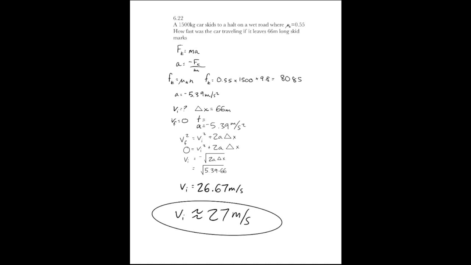Then we use the kinematic formula given here to solve for the initial velocity. The final velocity was 0, the initial velocity is to be determined, the acceleration was found here, and the change in x, delta x, was given as 66 meters. So we solve for all that and get 26.67, which to 2 significant figures makes it 27 meters per second.